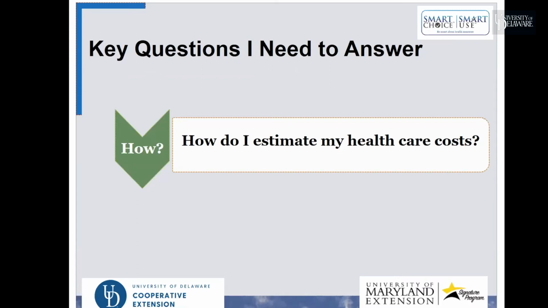So how do I estimate my healthcare costs? And when you learn how to do that, you can be a smart user of health insurance. Really understanding and knowing what your healthcare costs are can help you estimate and figure out how much you might need to save, and helps to reduce the number of surprises that you might have when you have to use your healthcare services. Okay, next slide.